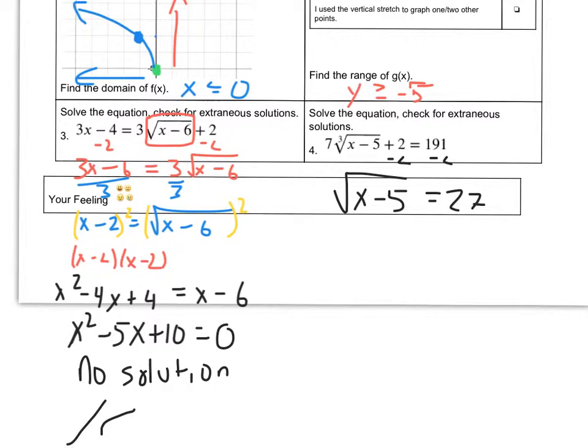that, I don't know why this is giving me a problem. So 27 to the third power is 19,683. 19,683 is equal to x minus 5. Sorry, I forgot the cube root there. Which means that x is equal to 19,688.